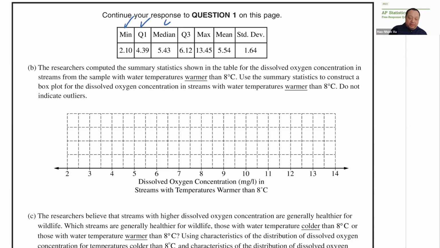For box plots, I need these numbers. I don't really need these two numbers. I may use them for something else later, but right now I just need those numbers. So 2.1 is around here. Q1 is 4.39, which is around here. Median is 5.43 around here. Q3 6.12. And maximum is at 13.45. Draw my box around the middle part and draw my whiskers out to the min and to the max.